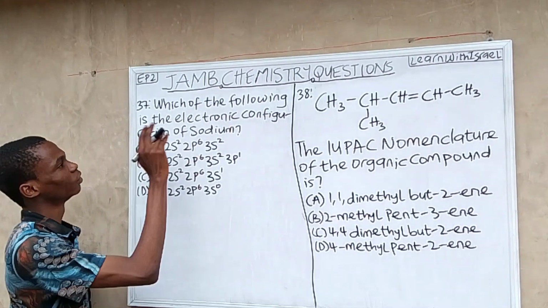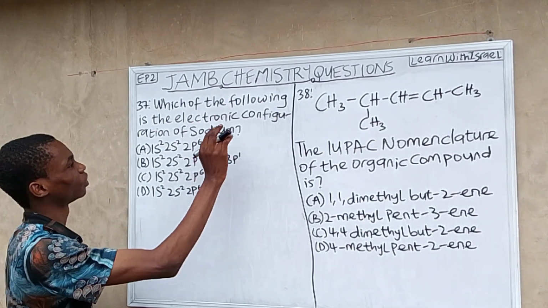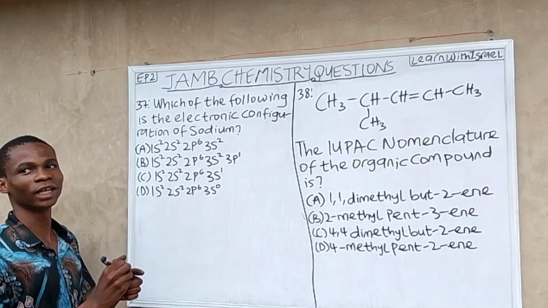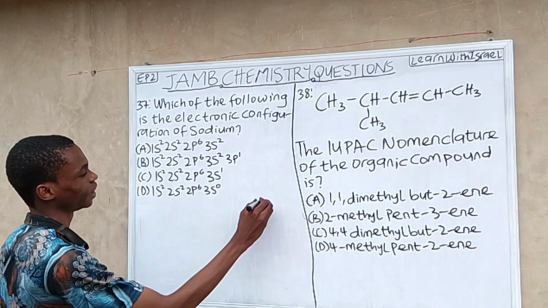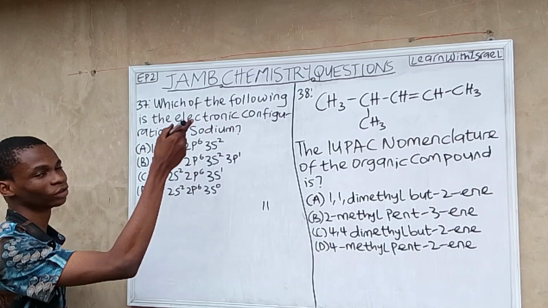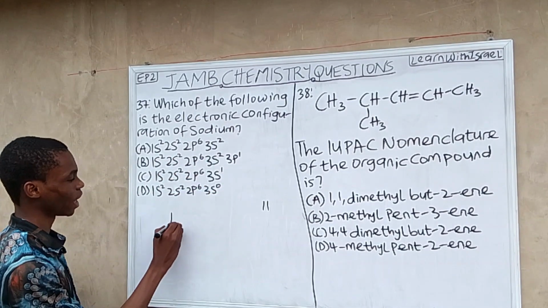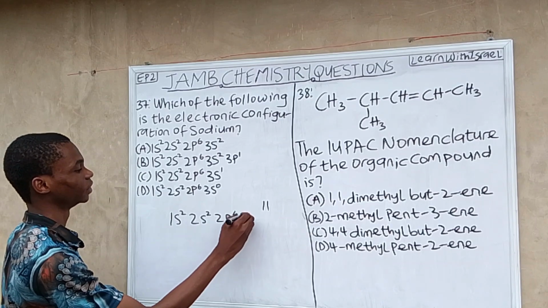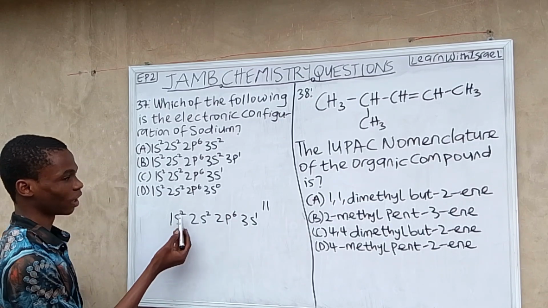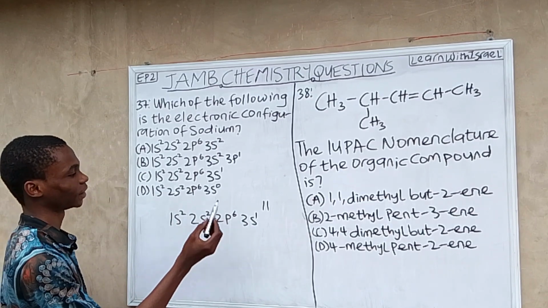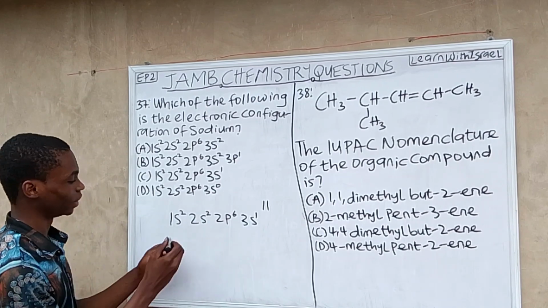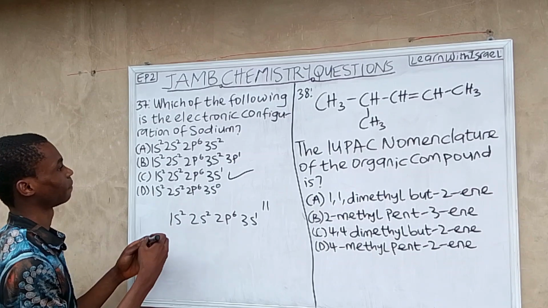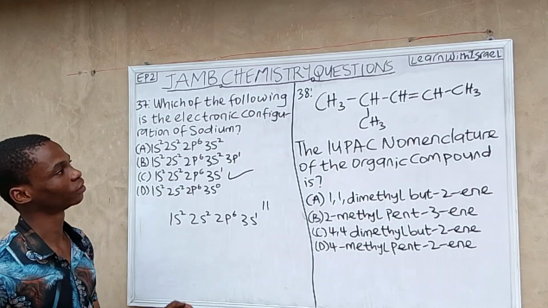Question 37. Which of the following is the electronic configuration of sodium? Sodium is part of the first 20 elements and is represented as 11. If we have to write the electronic configuration of sodium, we start by writing 1s2, 2s2, 2p6, 3s1. If we have 2 plus 2, that's 4, 4 plus 6, that's 10, and 10 plus 1, that's 11. If we check, option C is the correct answer. Let's move to question 38.